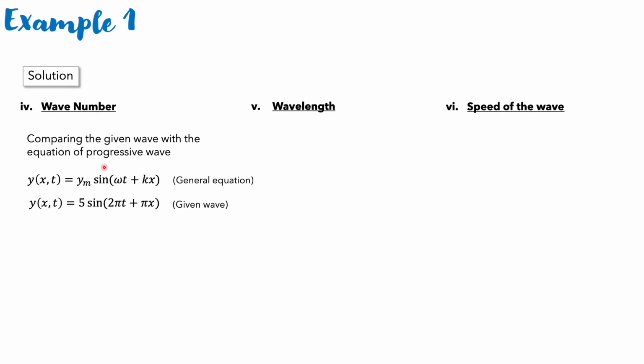Next is wave number. So in the standard equation form, k is the wave number, and when we compare it with the given one, we can easily get the wave number, which is pi.